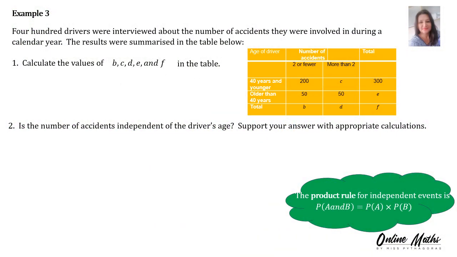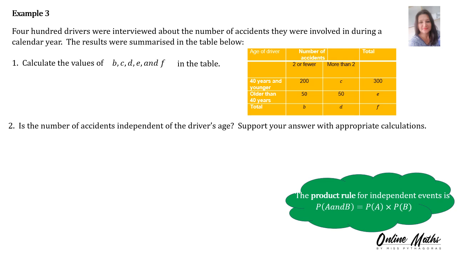Example 3. 400 drivers were interviewed about the number of accidents they were involved in during a calendar year. The results were summarized in the table below. So we've got in the first row, age of driver, number of accidents total, and then also 2 or fewer, more than 2 accidents. And then when you go down in the first column, age of driver, 40 years and younger, older than 40 years, and total.